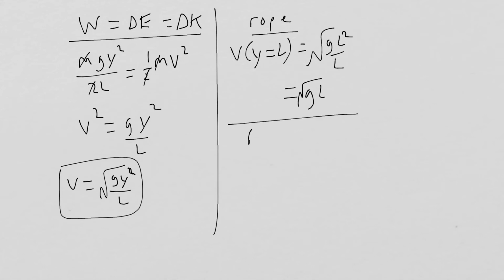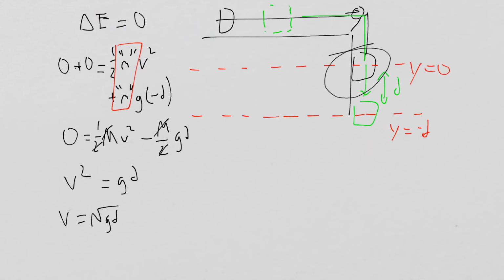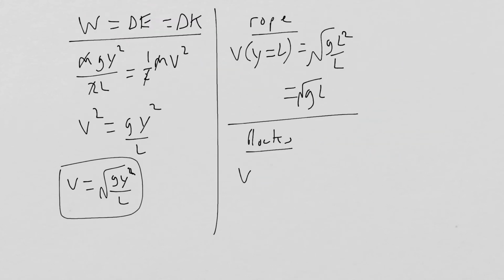For the blocks, we have to go back a couple slides. We have this. So if it falls a distance d, we know its speed. So v is the square root of g times how far it falls, L. And so all we have to do is compare those two numbers. And it turns out they're exactly the same. And so our answer should be that the speeds are equal, and then the justification is this math right here.